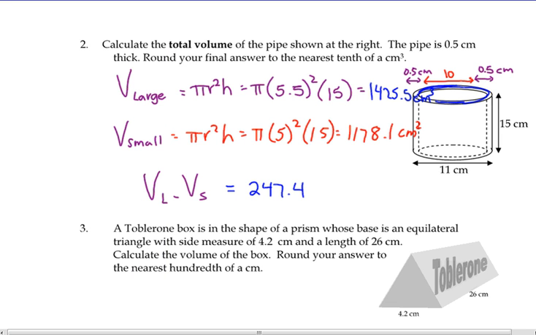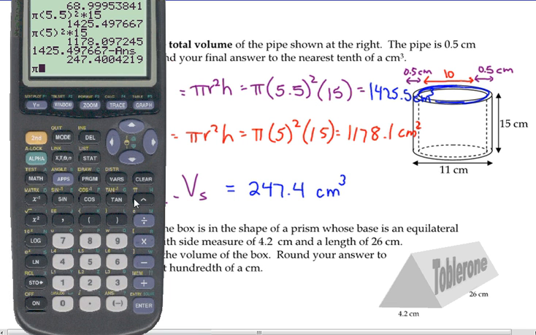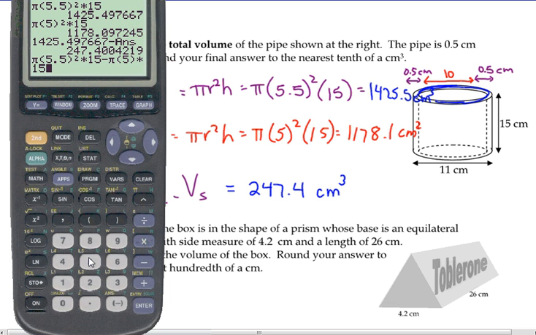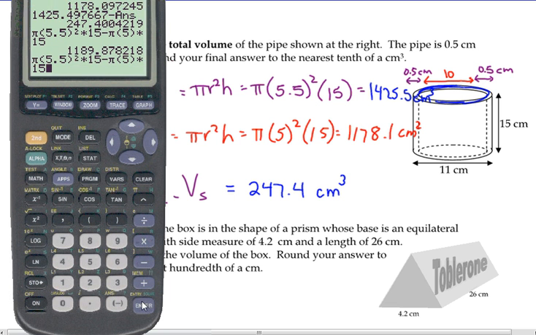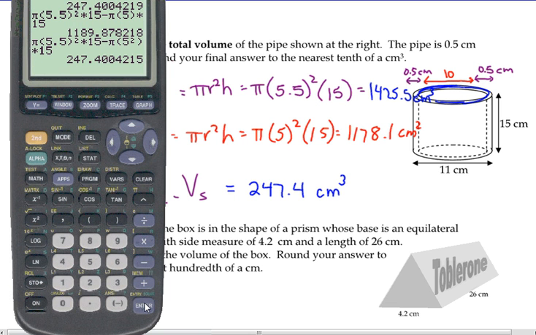Now, could you have actually typed this in all at once? Yes. If you wanted to do the subtraction, we could have done this all at once. We could have gone pi times our large radius squared times height minus pi times small radius squared times height. Pi r squared h is the volume, so it's volume large minus volume small.